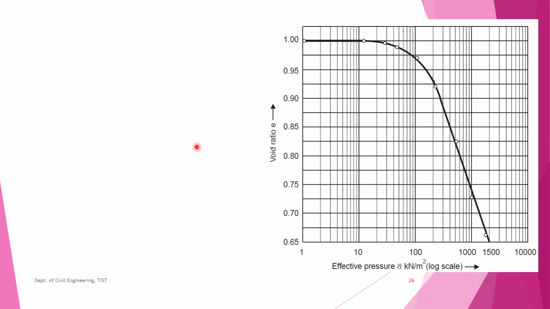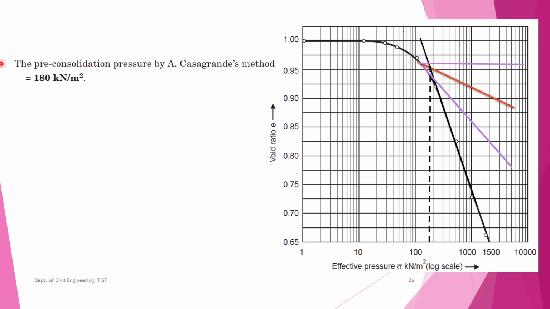First, the preconsolidation pressure can be obtained using the Casagrande method, a graphical method. You consider the point where the curvature is maximum, draw a tangent to that point, then draw a horizontal line through that point, and bisect this angle using the angle bisector. This angle bisector meets the extended straight line at a point, and you take the value of sigma at that point, which is the preconsolidation pressure. From this graph, the preconsolidation pressure is obtained as 180 kilonewton per meter square.